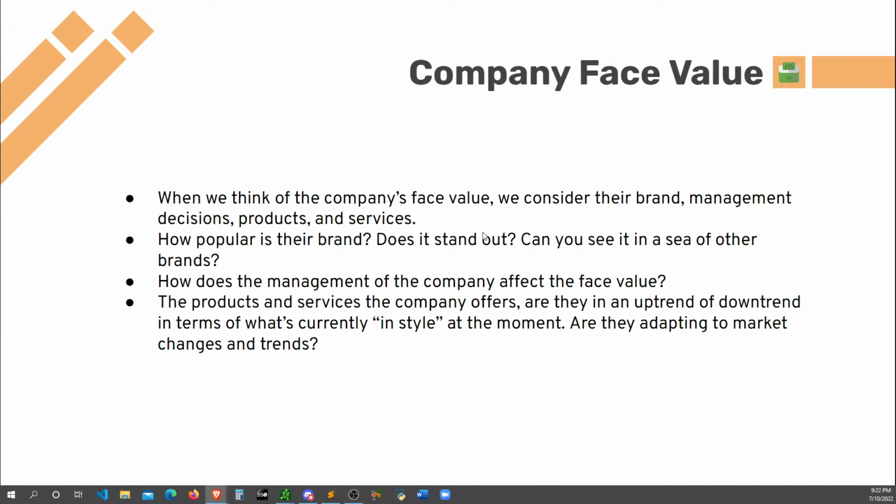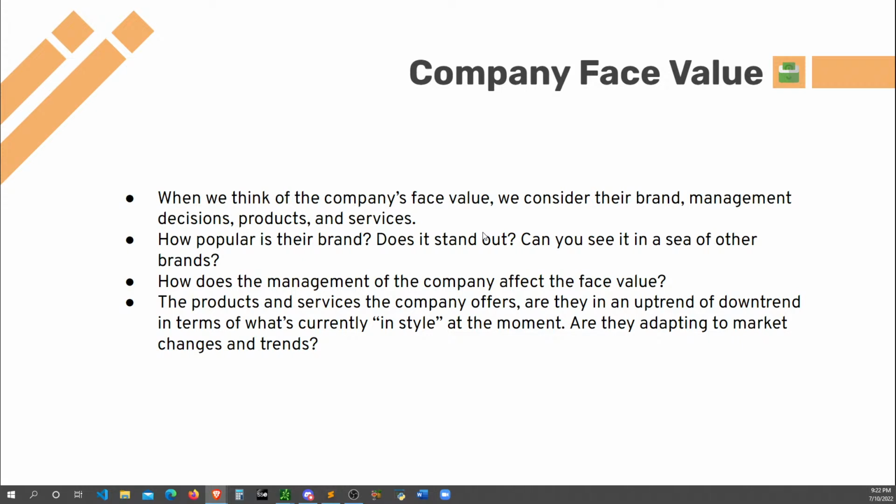Those are all important things to understand, because the direction of the company is based off of some of those things, right? Their products: are they good quality products and services? Is their management making sound decisions to better the direction of the company? And of course, their brand in general. Is the brand popular? Is it in style, right? Does it stand out among the competition?